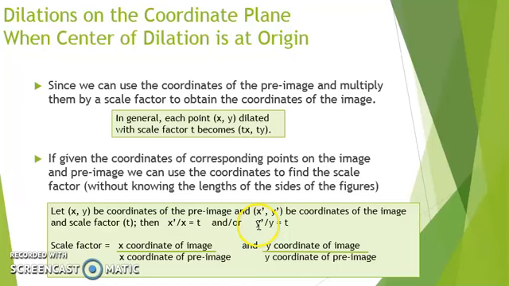You notice here I just said it in a different notation. If (x, y) is your pre-image, (x', y') is your image. So you're going to do x' divided by x equals your scale factor t, or y' divided by y equals your scale factor t.